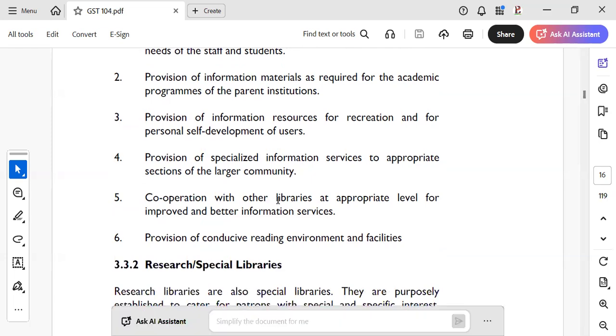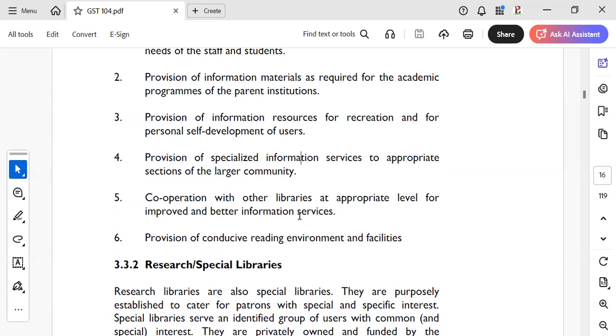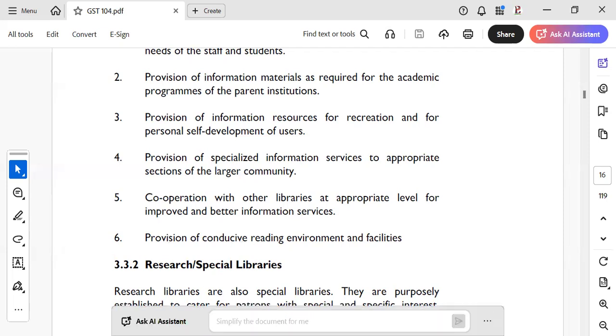So that is why they say cooperation with other libraries at appropriate level for improved and better information services. Because there will be some research topics that you want to dive into that your school library, your academic library, which is your institution's library, will not be able to cater for all the resources that you need. But there will be another institution somewhere. For instance, if you want to write on medical research, we have some libraries that are standard, made for medical research. You need to visit them because your academic library will be limited in resources for that research. Now, provision of conducive environment, you've explained that one, I don't need to go back to it.